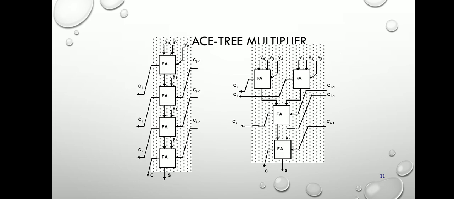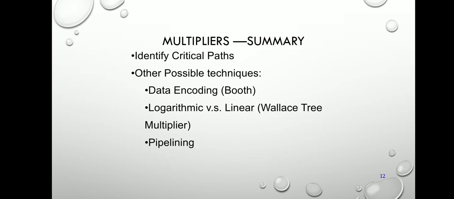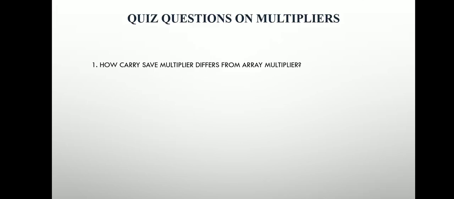And here you can see the multiplier operation, and for the multiplier, it is necessary to identify the critical paths, and there are also possible techniques: data encoding, logarithmic arithmetic, and pipelining. Question: how does the carry save multiplier differ from the array multiplier?